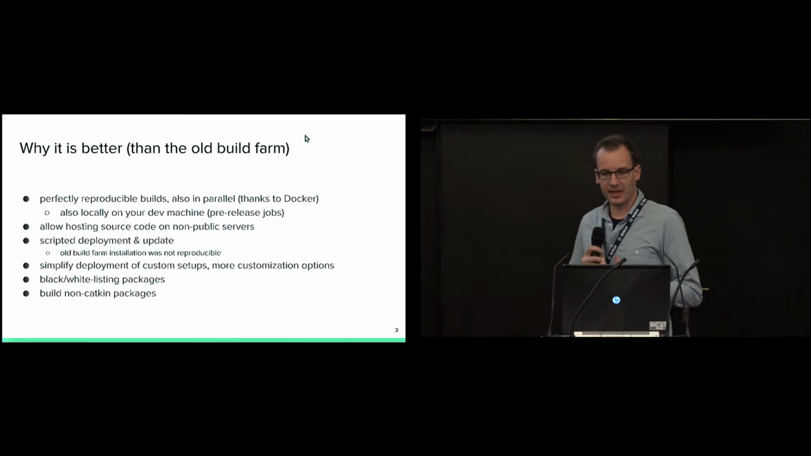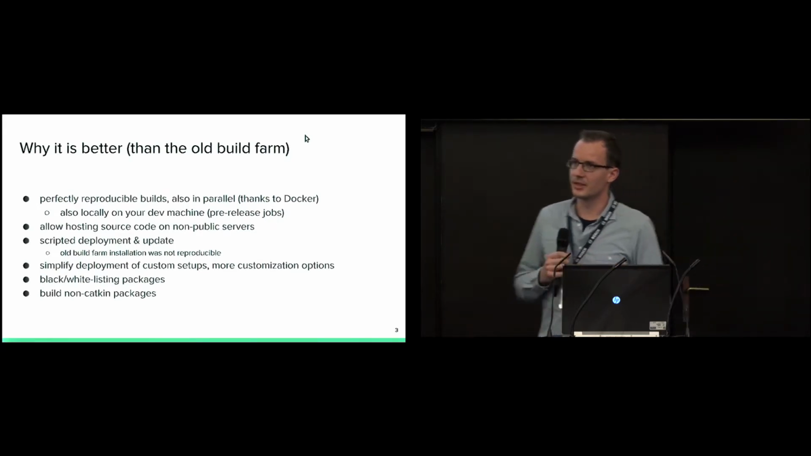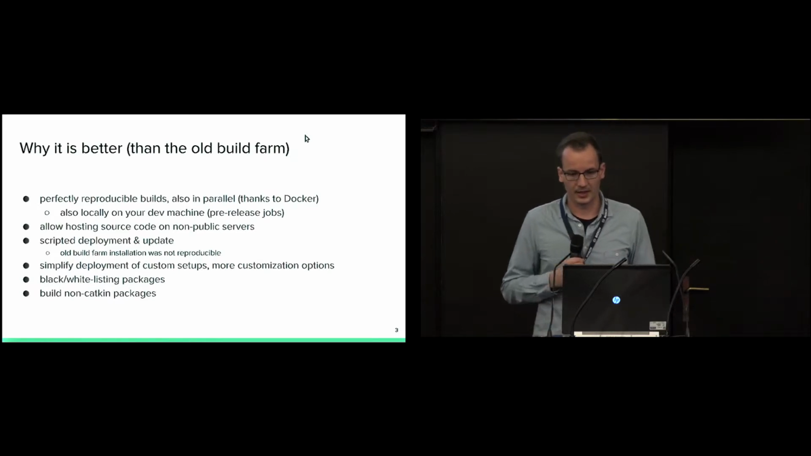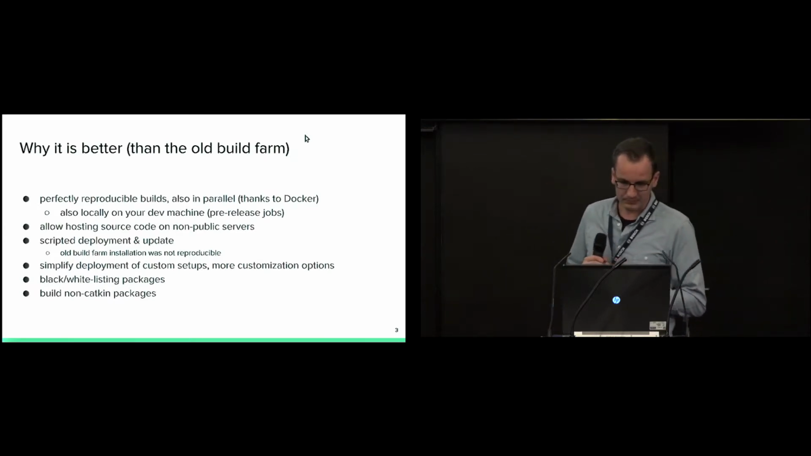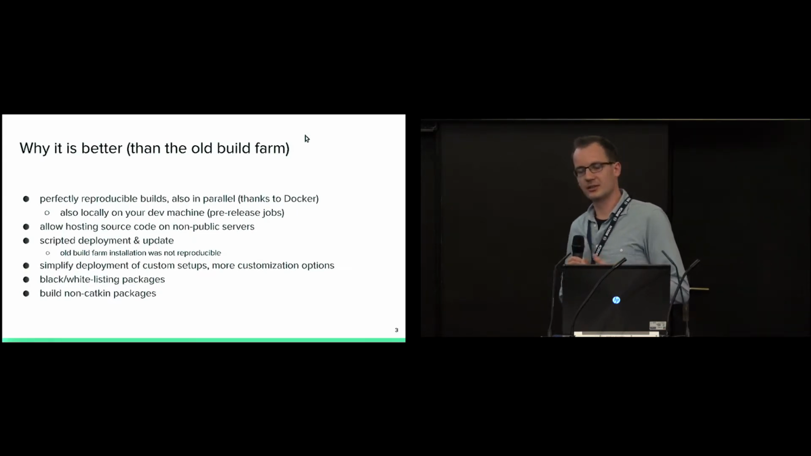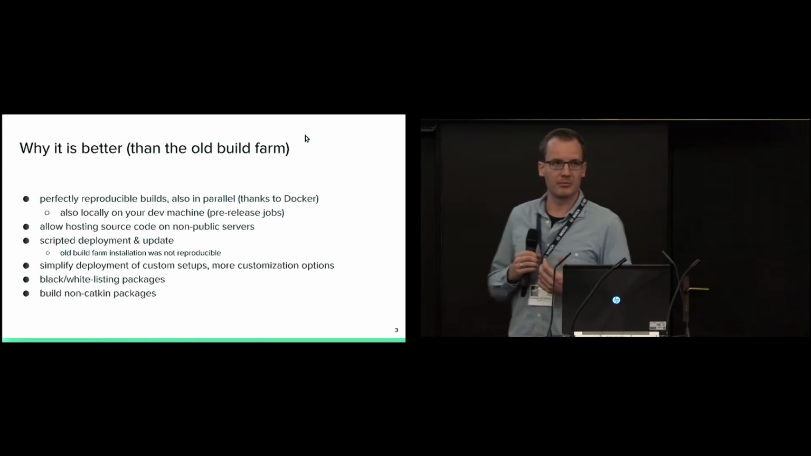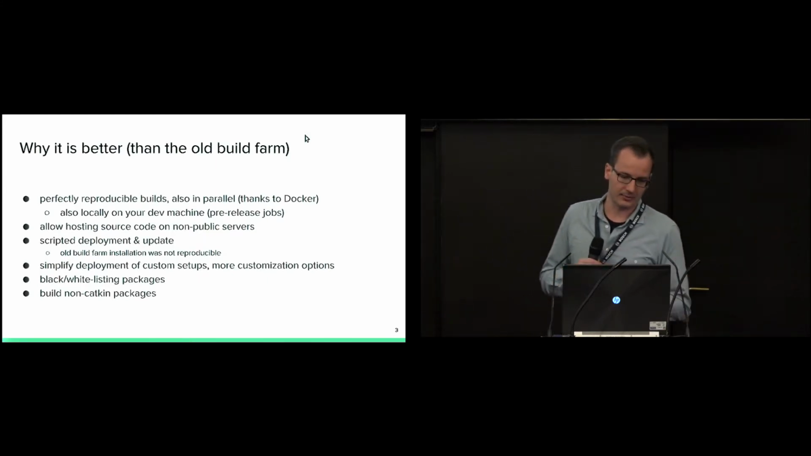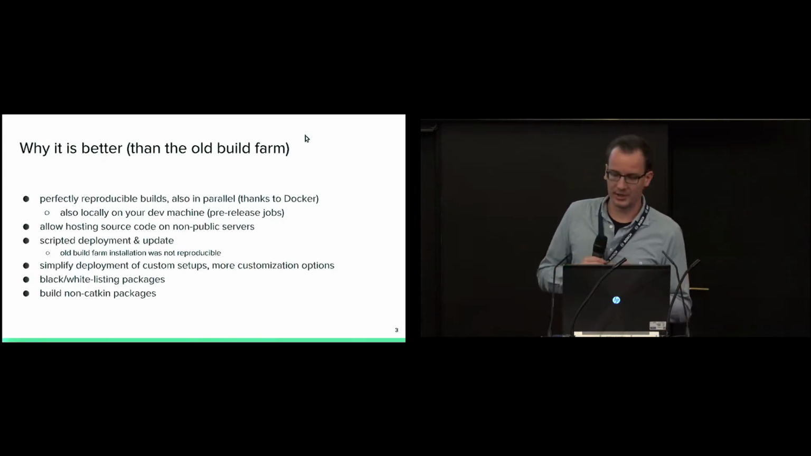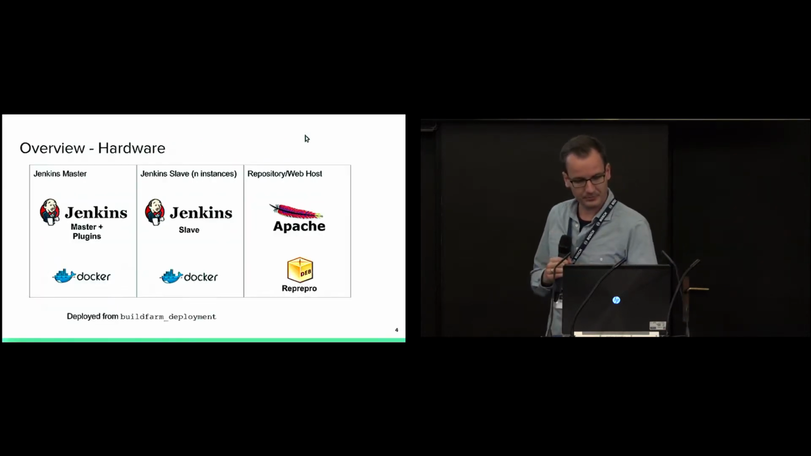Similarly, they also simplified the deployment of custom setups where you have a specific setup of different servers or arbitrarily many servers. Also, it now enables you to blacklist or whitelist certain packages, so if you don't want to build them anymore, you can just set a flag. And it also allows you to build non-Catkin packages as Debian packages.